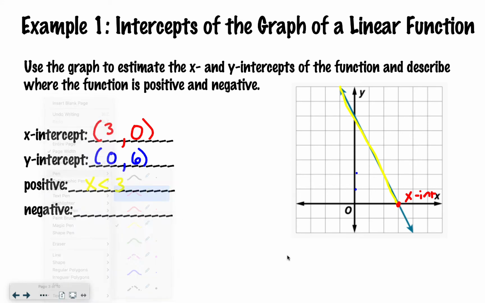Then our negative part would be going from here down. So now it would be x is, if we're going to the right, that means that we're getting bigger than 3. So x is greater than 3. And that's how you would write your x-intercept, y-intercept, the positive portion, the positive range, and the negative range of your function.